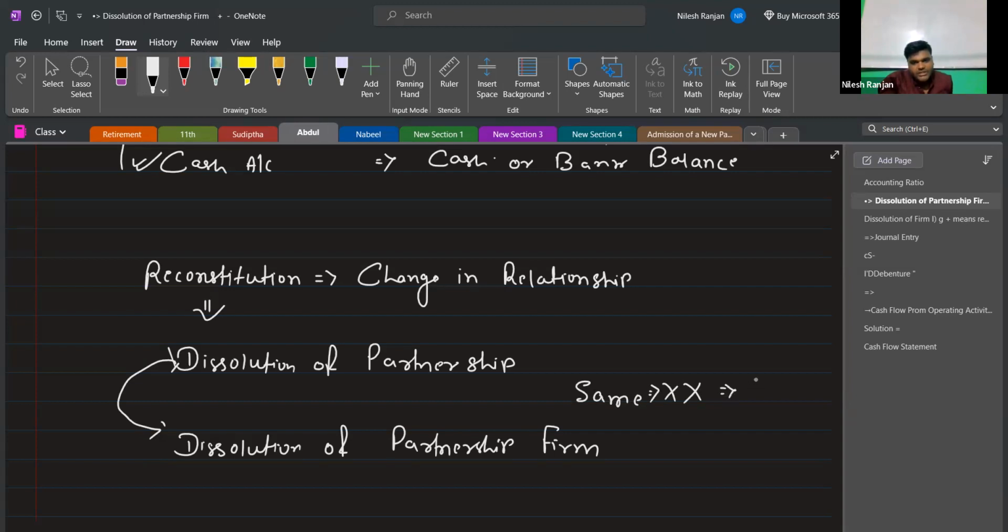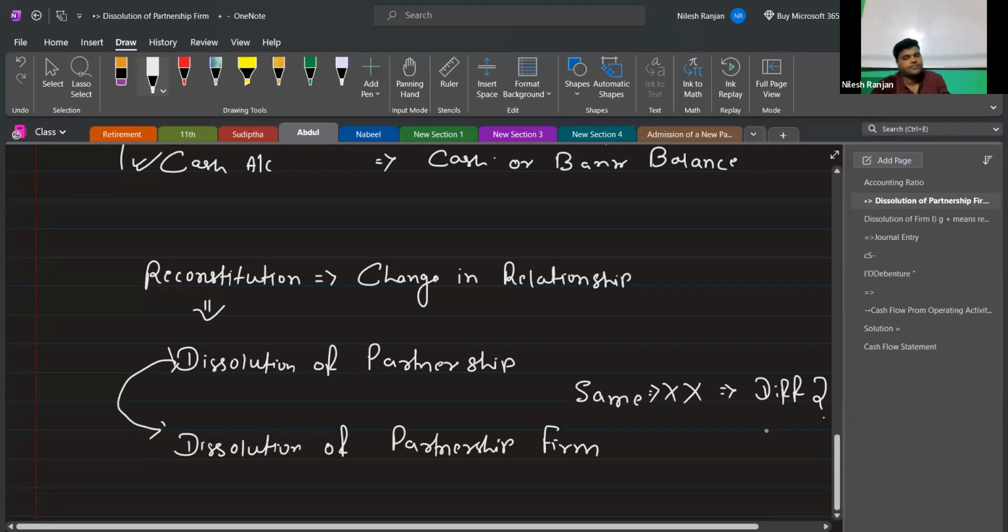So, can you tell me the difference between these two? Dissolution of partnership is maybe like one or two of them are leaving, and dissolution of partnership firm is shutting down the whole firm. Yes, very good. Dissolution of partnership means there is change in relationship, and dissolution of partnership firm means end of relationship.